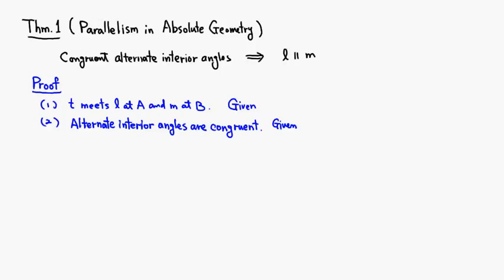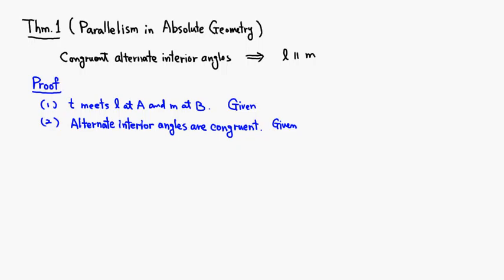All right, let's look at Theorem 1, parallelism in absolute geometry. We need to explain what absolute geometry is. Absolute geometry is the geometry we have so far, and once we have the next axiom, the parallel axiom, it becomes Euclidean geometry. So everything up to now is absolute geometry. What we have been doing was absolute geometry.